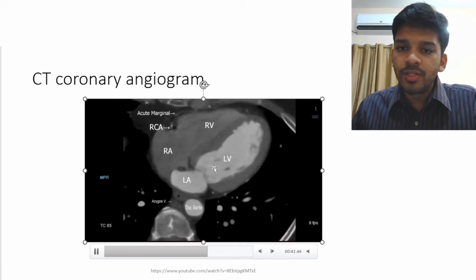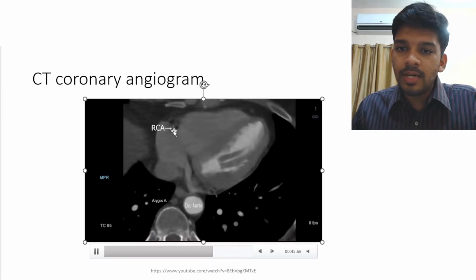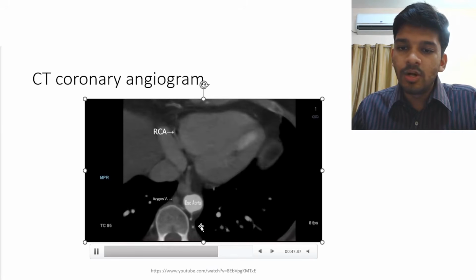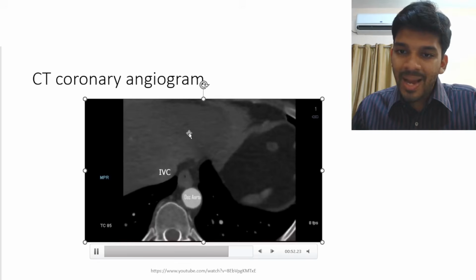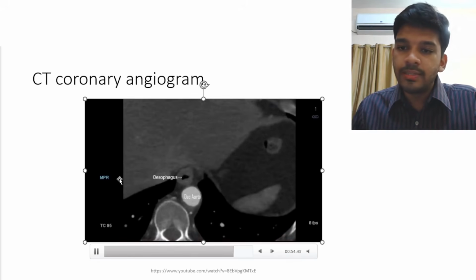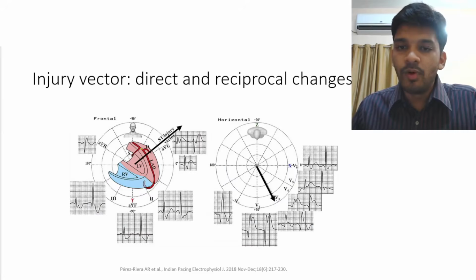Then, as this goes further, you can probably see that this is the RCA continuing. That is your descending aorta, azygous vein, the RCA coming backward to supply the inferior wall and the esophagus. So that is about the CT coronary angiogram. That was just a brief understanding before we go forward.